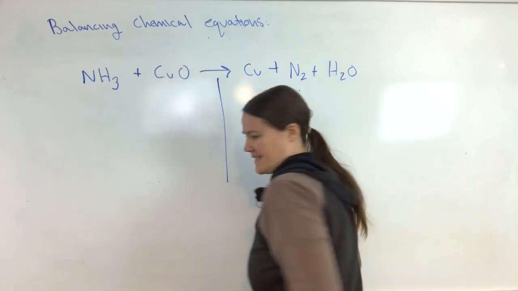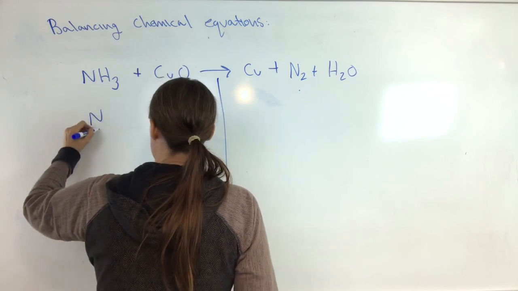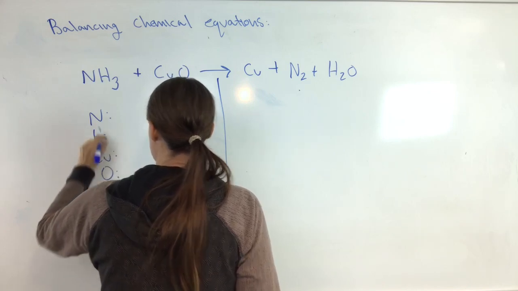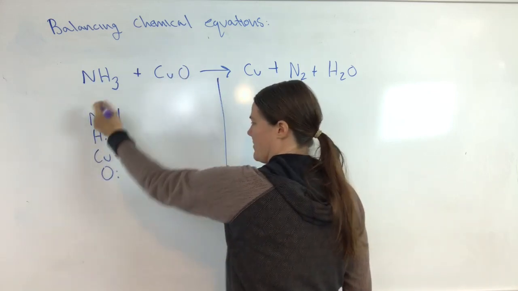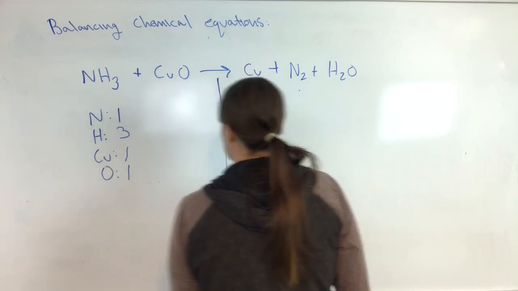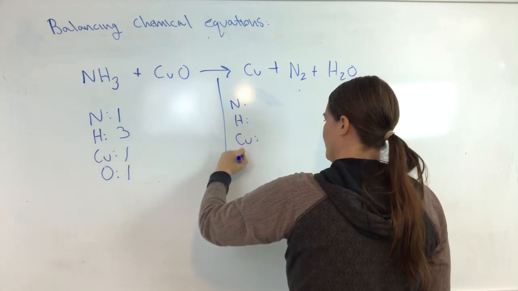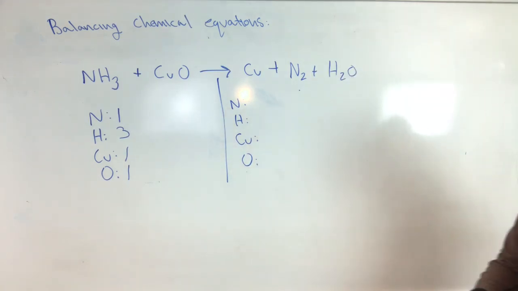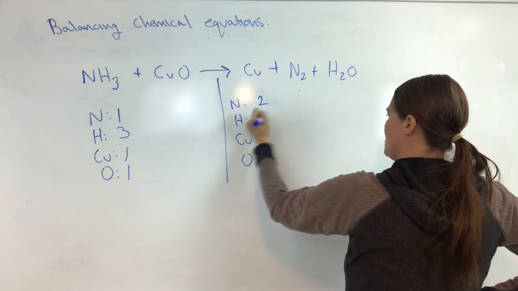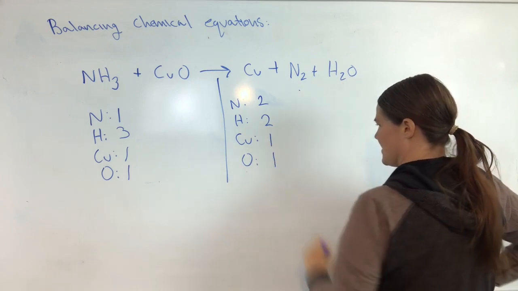So we're just going to do the exact same thing we've been doing. We're going to list what we have, so do an inventory. So we have nitrogen, hydrogen, copper, and oxygen. So we have 1 nitrogen, we have 3 hydrogens, we have 1 copper, and we have 1 oxygen. And then I'm just going to list these on this side, so nitrogen, hydrogen, copper, and oxygen. And now I'm going to add up what I have on this side. So I have 2 nitrogens, I have 2 hydrogens, I have 1 copper, and I have 1 oxygen.